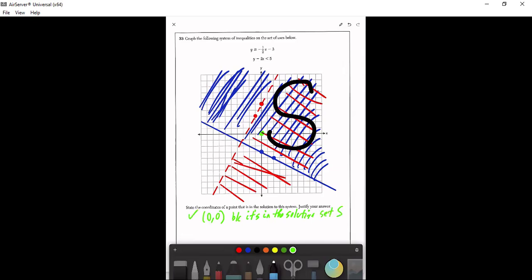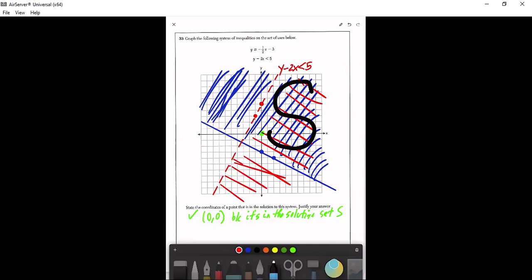That's 2 points. Now, here's something I haven't been saying, and I've got to be careful. You got to label at least one of the inequalities. So I'm going to label the second one. So this is y minus 2x less than 5. I haven't been telling my students to do that, and that's my bad.